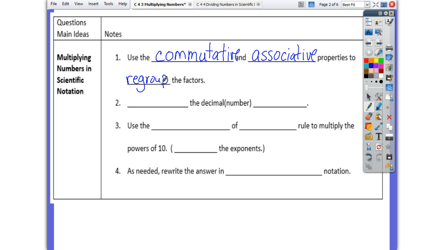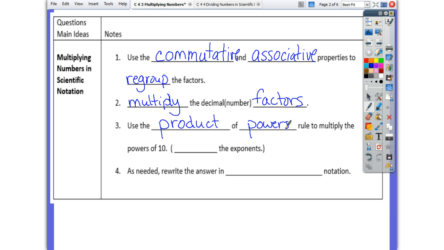Number 2, what are we going to do? We're going to multiply the decimal numbers, which are the factors. Number 3, no sleeping. Number 3, use the product. Product is an answer when you multiply. Use the product of powers rule to multiply the powers of 10.